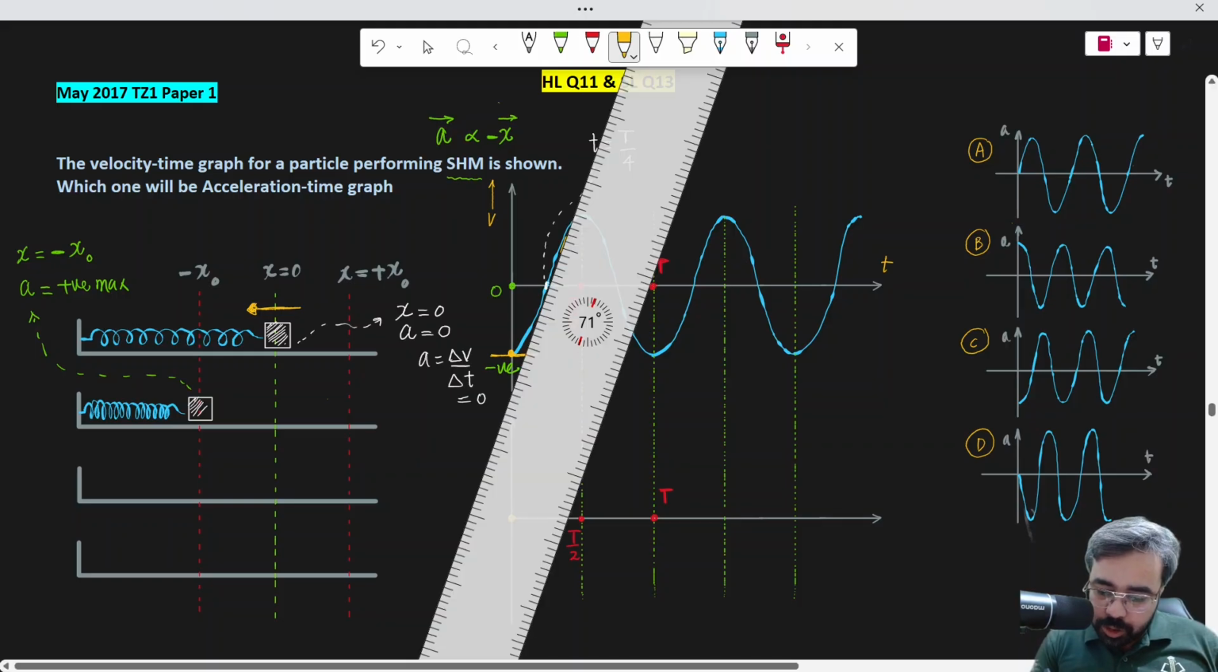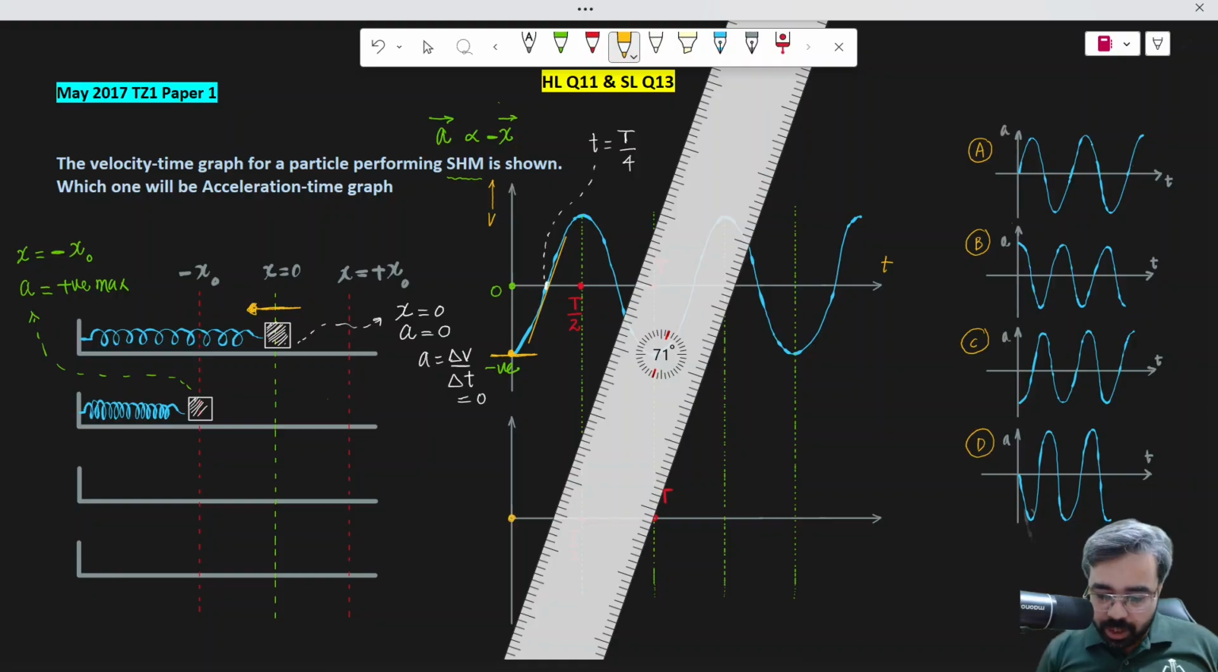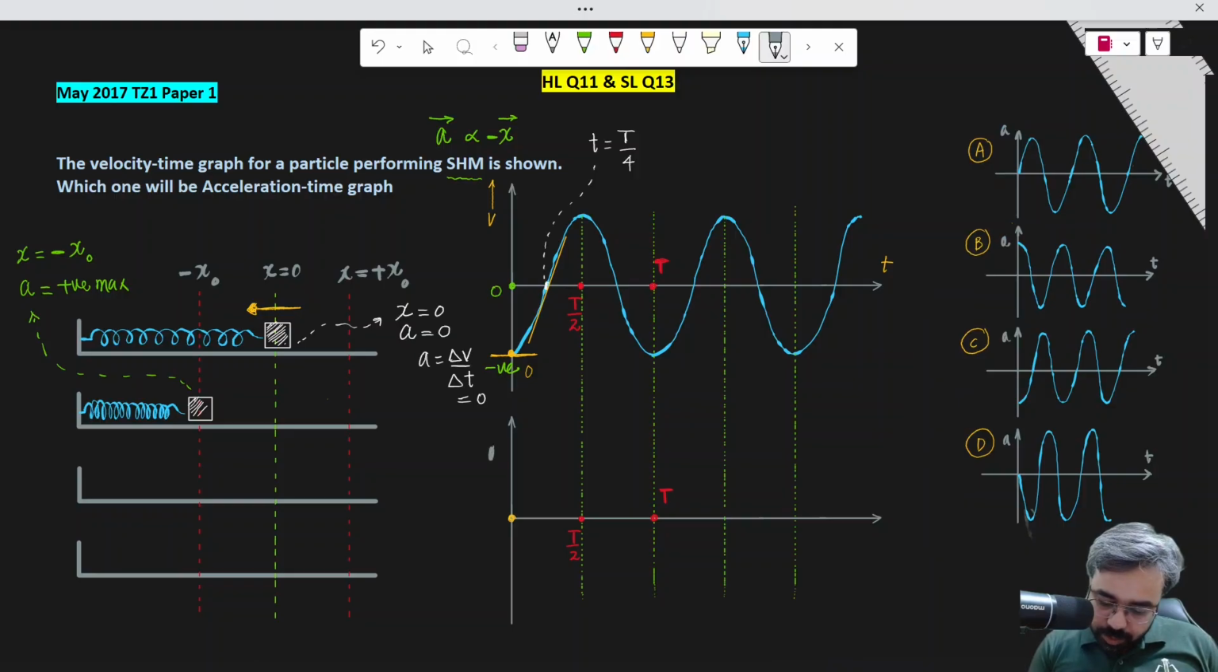So I will show you that this is the tangent line, and this tangent line has a maximum slope or gradient, which means that the acceleration has been increasing from 0 to the maximum positive value. I will show you exactly here on the acceleration time graph that right at that point acceleration is going like this. So option B is wrong, C is wrong, and even D is wrong. Option A is the only right answer.